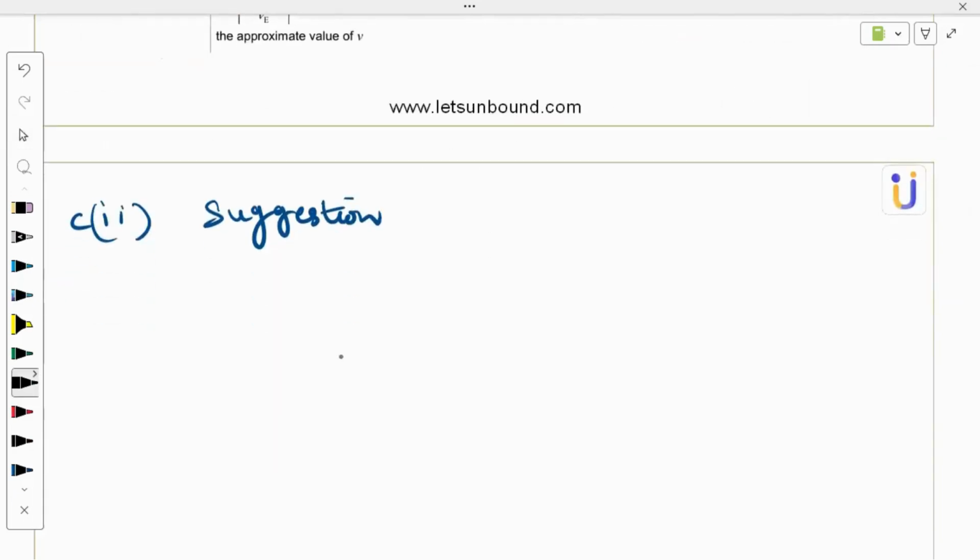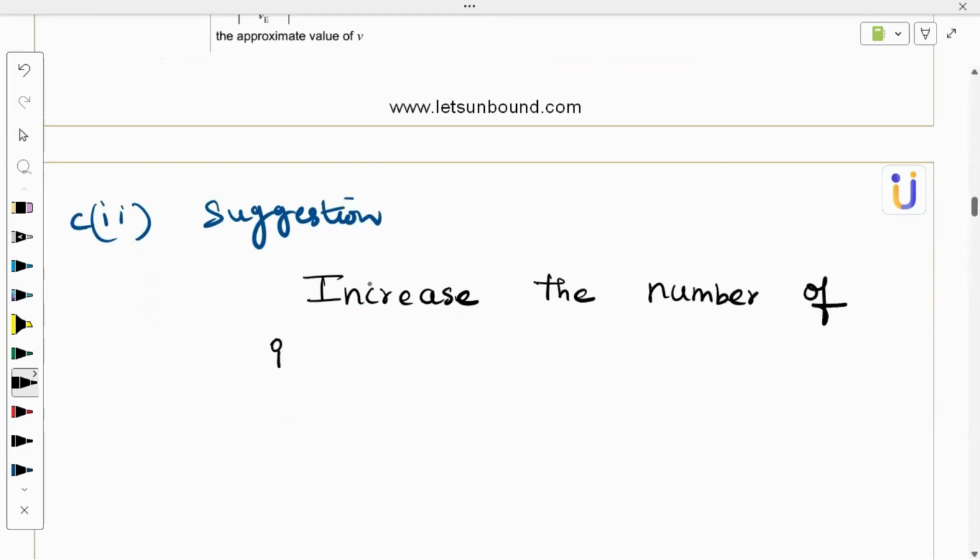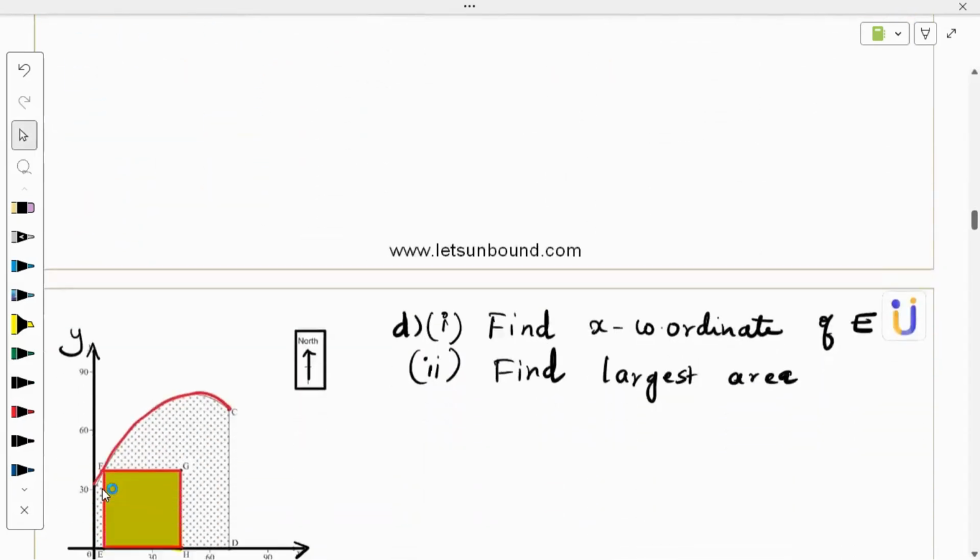So the suggestion is: increase the number of intervals. Simply you can give that, so that the approximation will be more accurate than this, correct? Now moving to the next part.